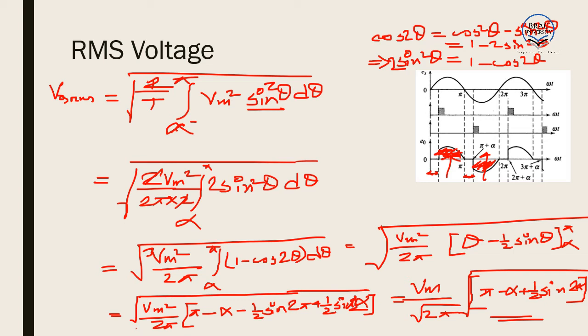It is to be noted that if alpha is equal to 0, this is equal to 0 and this is equal to 0, and ultimately we will get Vm by root 2, which is the RMS voltage of the whole AC converter. That is, by changing the value of alpha, we can change the value of the RMS voltage, and we can decrease the value of the RMS voltage. One thing to be noted is that the alpha we are considering is the same here and here. If these alphas are different, the calculation will be entirely different. The process will be the same, but the results will be different.